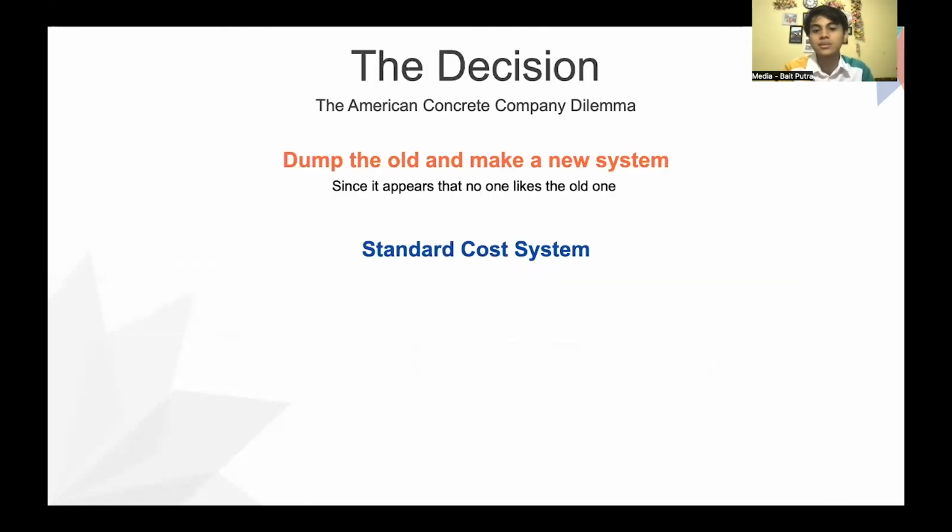So this is the decision that Iversons make. It is simply to dump the old system and make a new one, because it appears that no one likes the old system. Therefore, Iversons make a new standard cost system. And why did Iversons choose a standard cost system?